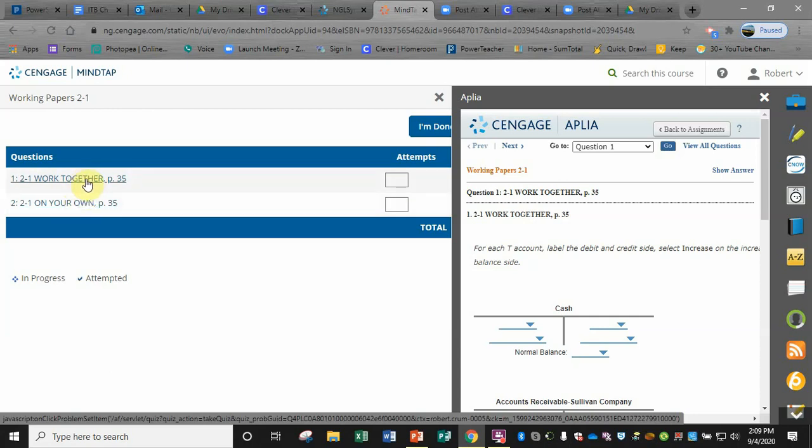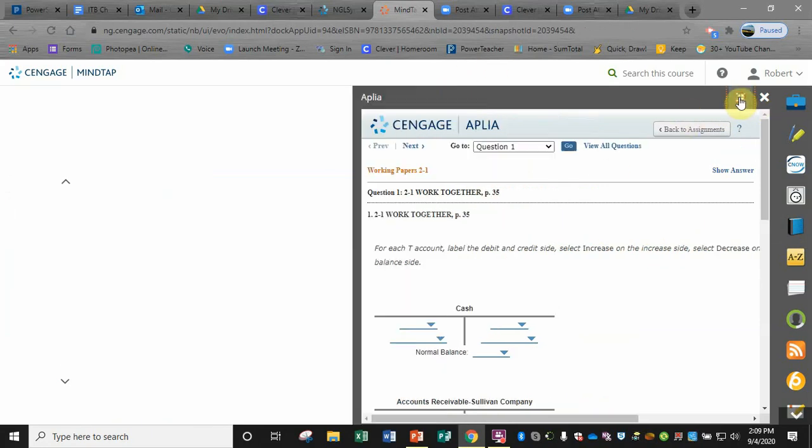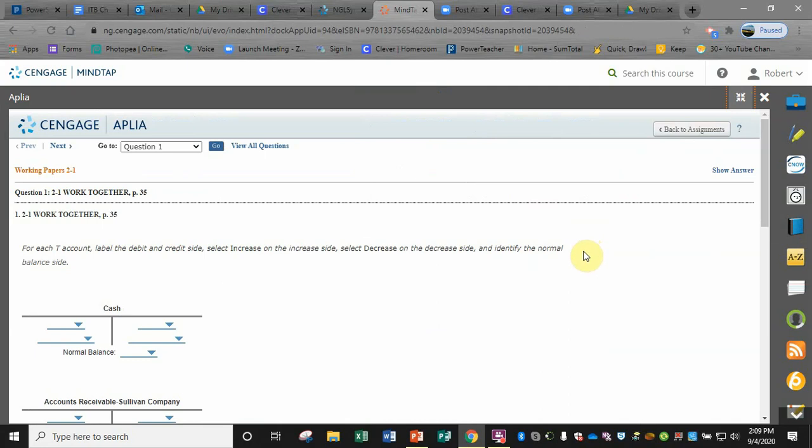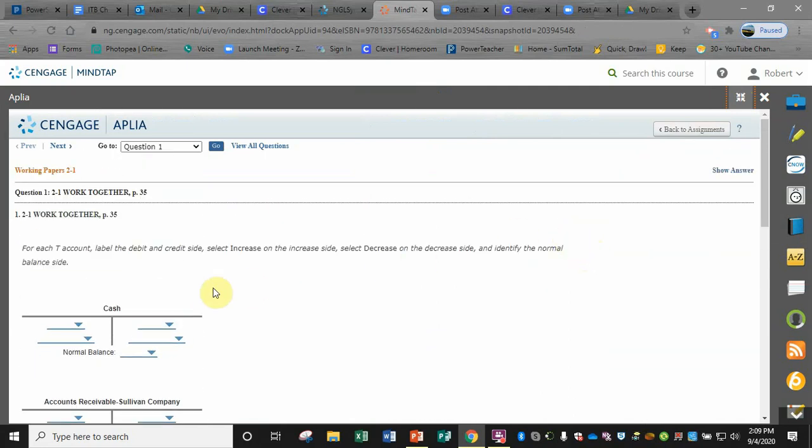So when you click on this, it should open up and you'll get a page that looks like this. Don't forget the book's over here on the right side. Close this one. Make this full screen so you can see it. So, now for each T account, we're going to label the debit and credit side. And we're going to select which side has the increase and which side has the decrease. And then we're going to identify which side is the normal balance.